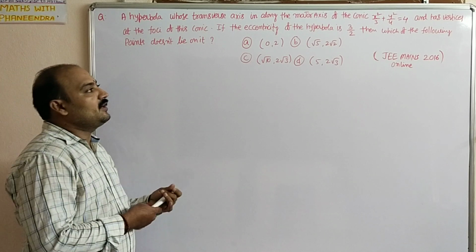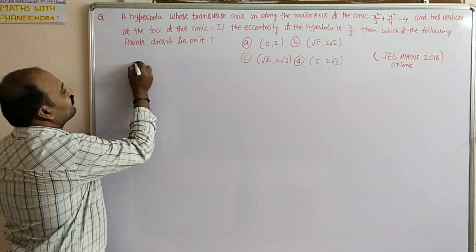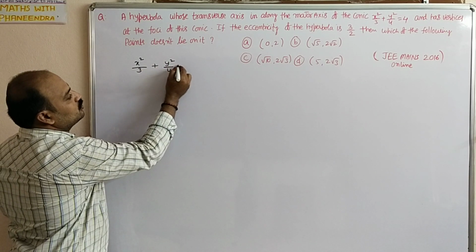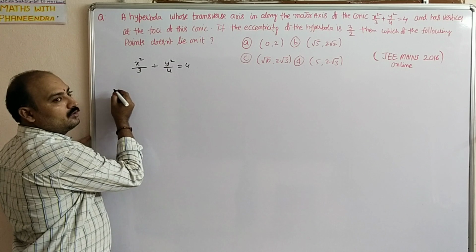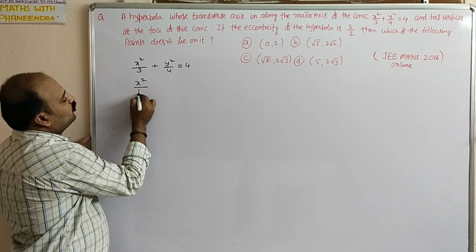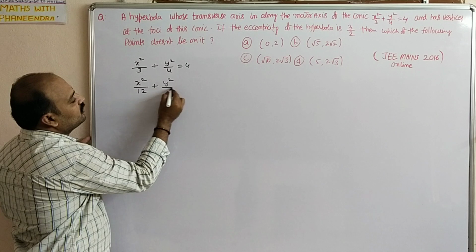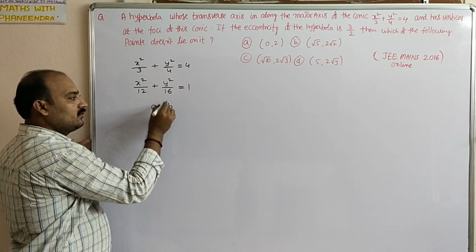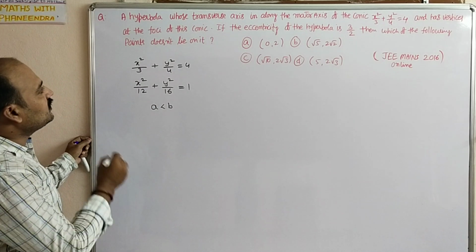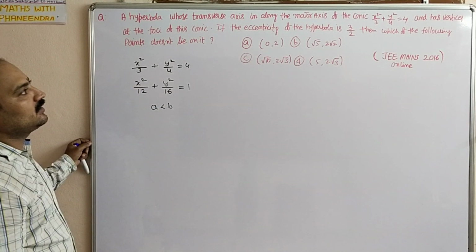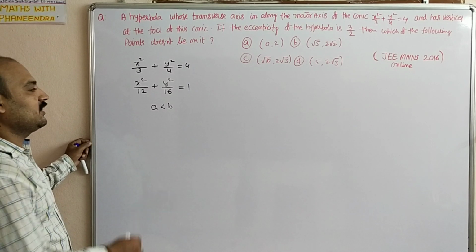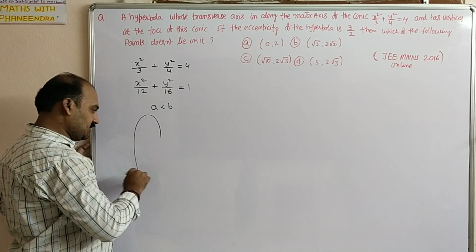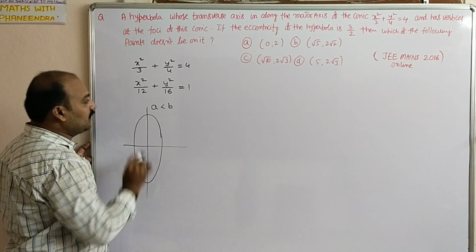So first write the equation in the standard general form. X squared by 3 plus y squared by 4 equal to 4. Dividing by 4: x squared by 3 into 4, that is 12, plus y squared by 16 equal to 1. In this case, A is clearly less than B. So here a is less than b case. That means the ellipse will be like this.